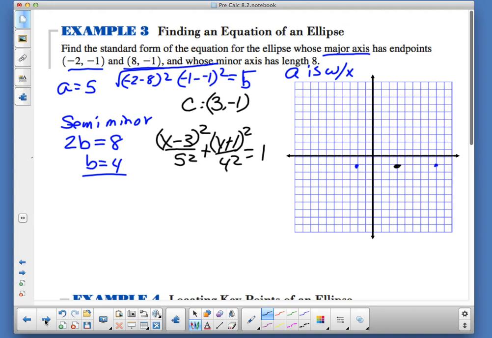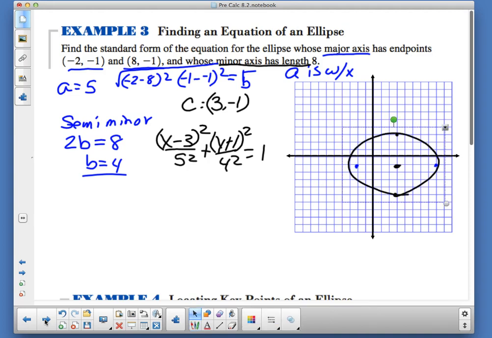Yes, sir? Where did you get 8 from, like when you had 2 B's? Oh, yeah, my semi-minor axis had to be found, and that's just half the minor axis length. Now, remember, the minor axis is 8 in length, and I go 4 up, 4 down from the center, and I have the endpoints, and I'm going to go through everything.